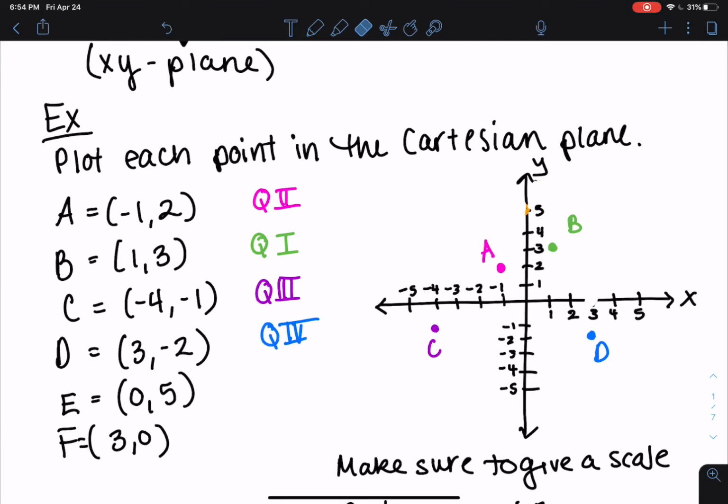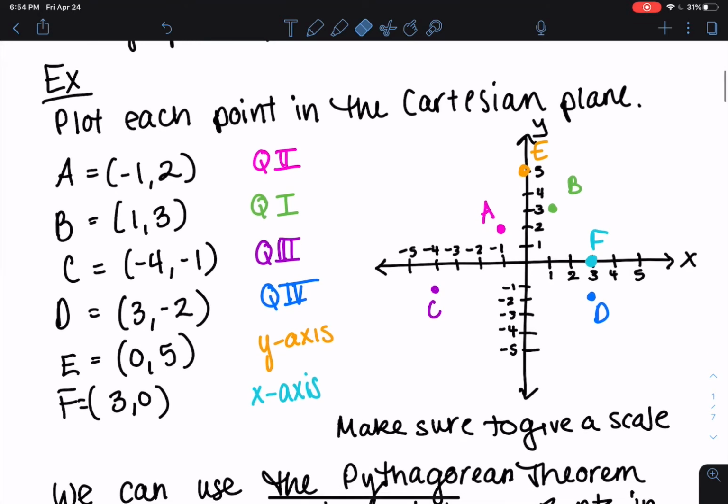For point E, we have 0, 5. So we don't move in the x direction, but we move up 5. So this lands on the y-axis. And F is 3, 0. So you move to the right 3, but don't move in y. So this lands on the x-axis.